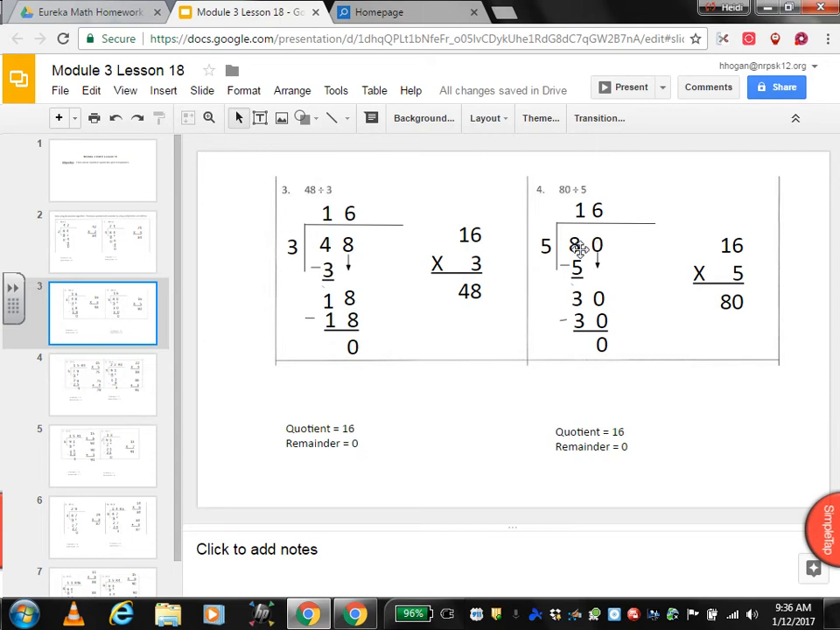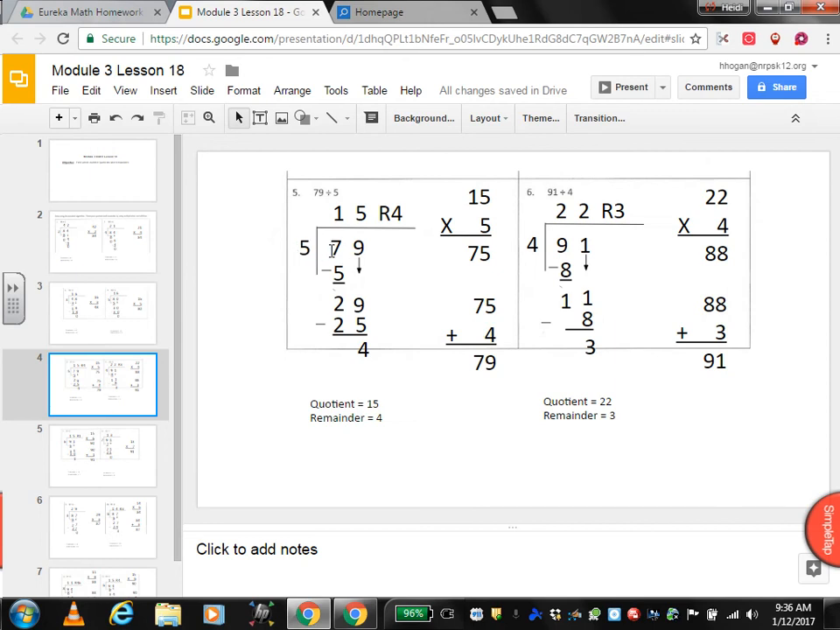80 divided by 5. Start in the tens place. 8 divided by 5 is 1. Multiply. 1 times 5 is 5. Subtract. 8 minus 5 is 3. Bring down the ones place. So now we have 30 ones. 30 divided by 5 is 6. Multiply. 6 times 5 is 30. Subtract. 30 minus 30 is 0. So the quotient is 16 with no remainder. We check with our quotient times our divisor. 16 times 5 is 80, which gives us our dividend. We are correct.